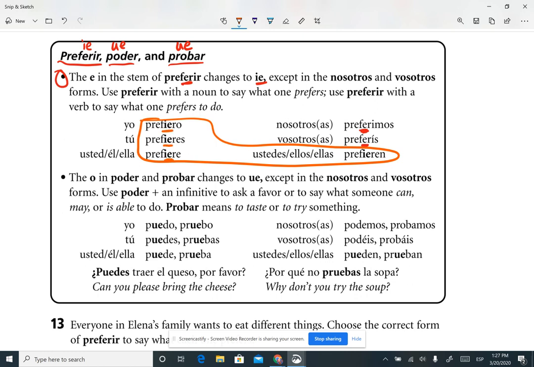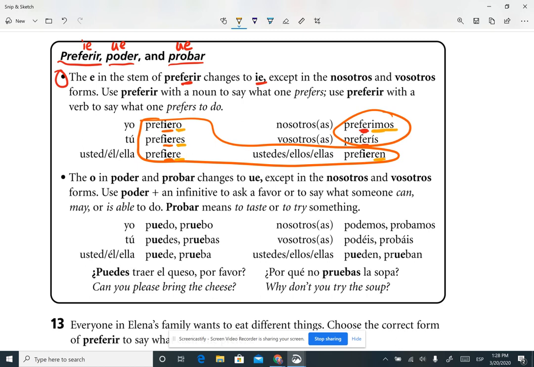So we simply change that E to an IE unless it's in these two forms, and then add our correct ending. Because preferir is an IR verb, we have to use our IR endings: o, es, e, imos, because it's an IR verb, so instead of emos, and en. Those are our normal endings for ER and IR verbs: o, es, e, emos, en. So just conjugate the ending normally, and remember to switch that E with an IE if it's not in the we form, and you're set.